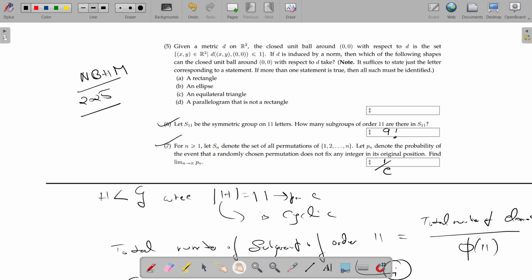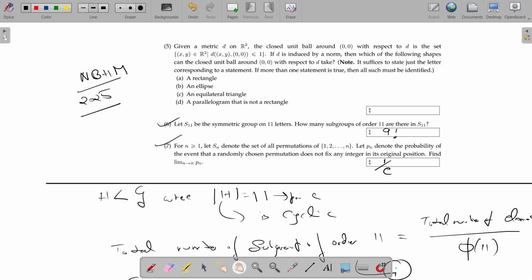Okay, so basically they're saying we have a norm and a metric induced by that norm. Now what type of shapes can the closed unit ball take with respect to D? So the first option is rectangle, the second option is ellipse, C is equilateral triangle, D is a parallelogram that is not a rectangle. Okay.